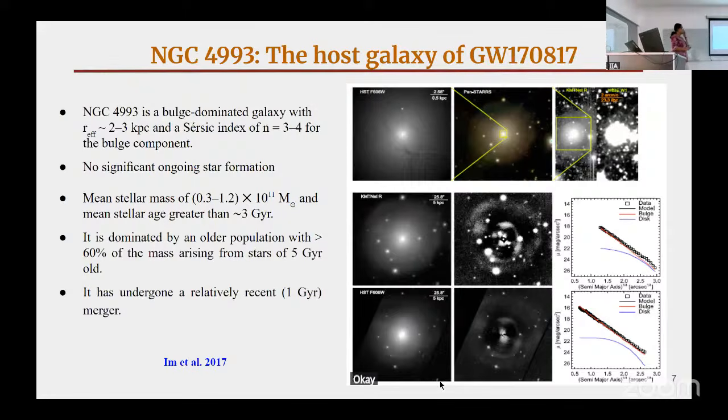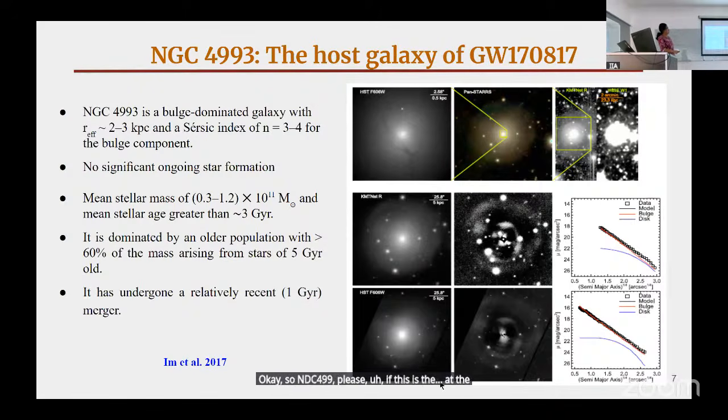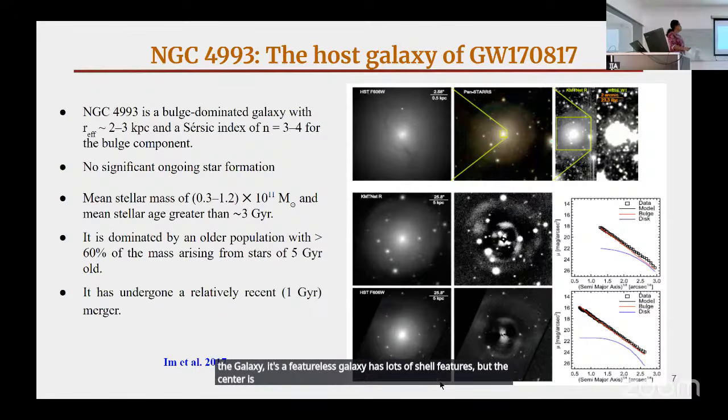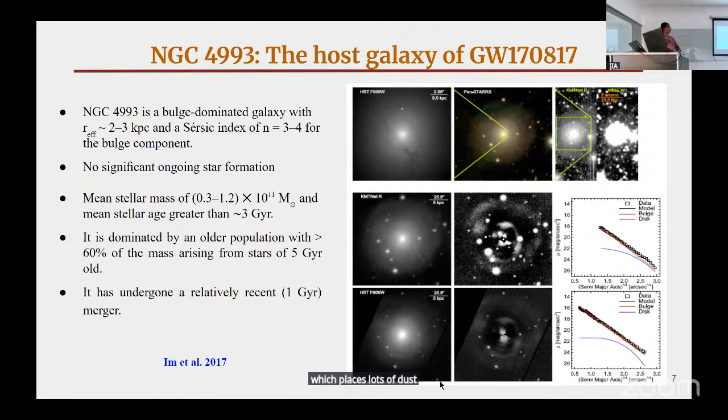NGC 4993 is the image at the right corner. The galaxy looks featureless: it has lots of shell features, but the center is completely smooth. It is an S0 galaxy. In the zoomed-in version, you can see it has lots of dust layers associated with it. This is the HST F606W optical image, which traces lots of dust features in terms of spiral structure.